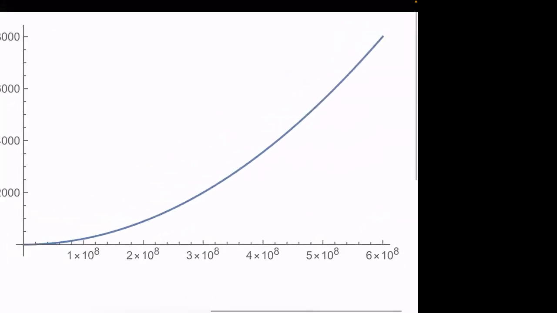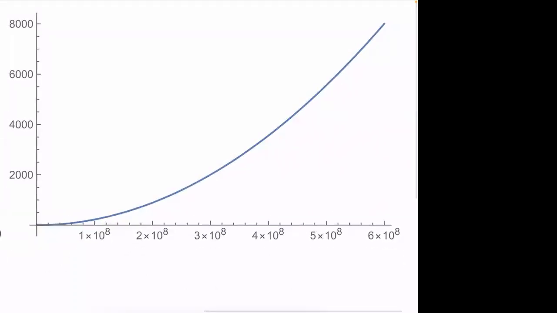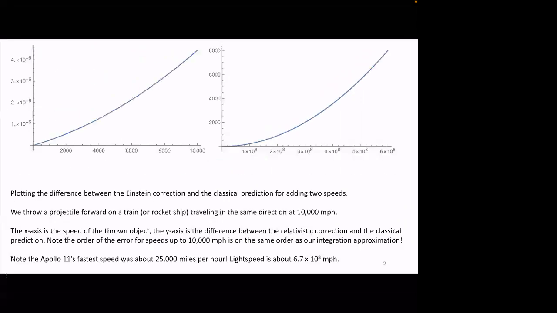Over here, when my speed is about 6 times 10 to the 8 miles per hour, the change is only about 8,000 miles per hour. The change is still extremely small when we're close to the speed of light. And so it takes a long time for us to get to a place where we're really going to see a difference. So this is the motivation for what we're going to be doing in calculus.